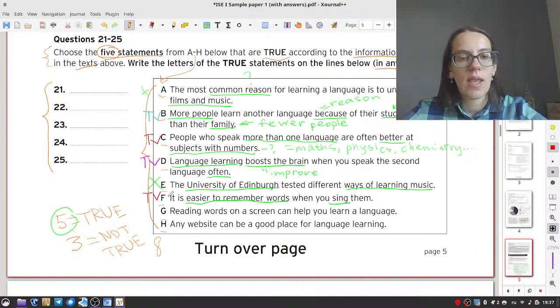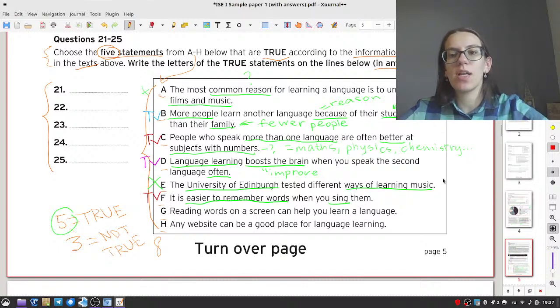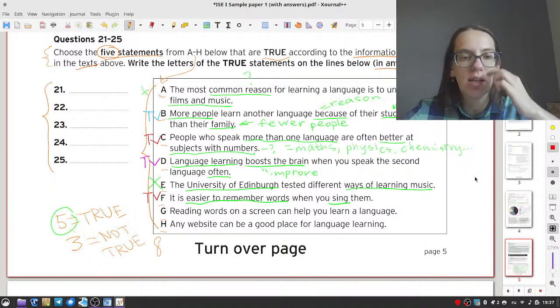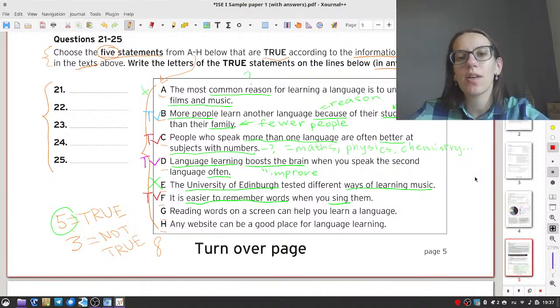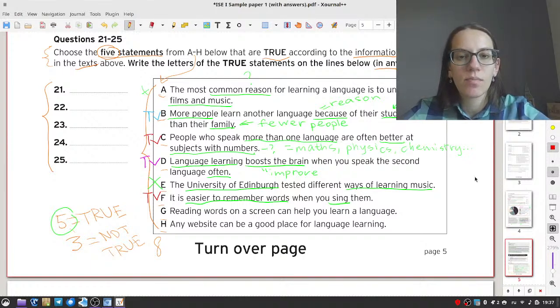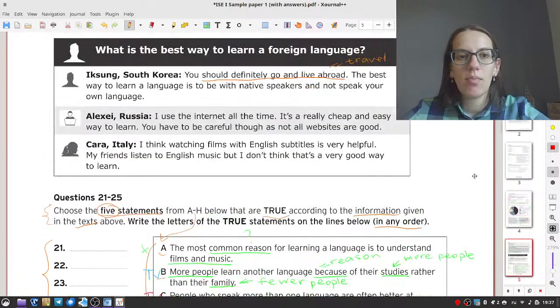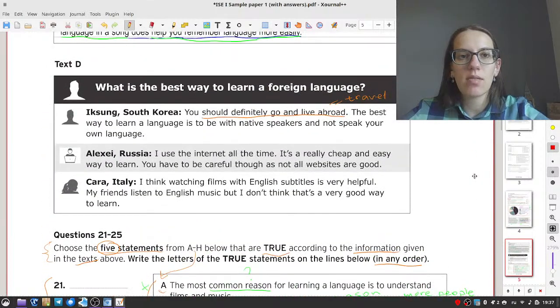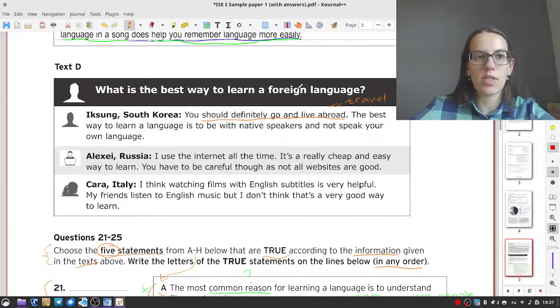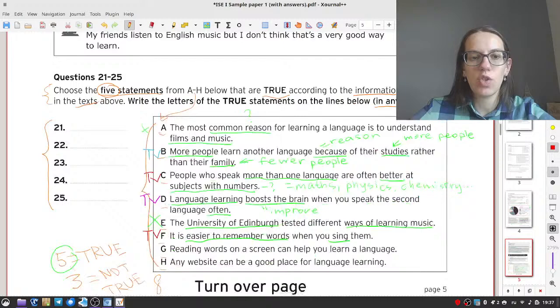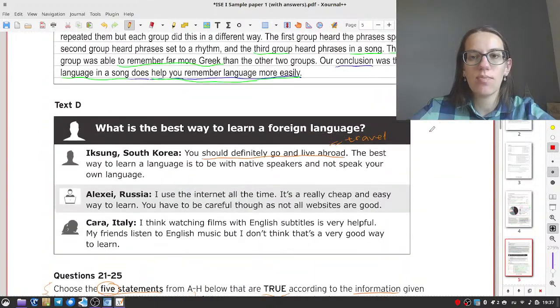G. Reading words on a screen can help you learn a language. Now this might be a bit difficult to understand which text it refers to and which part. Reading words on a screen, we didn't quite talk about that. But different ways of learning a language. This was text D. Statement, what was it? G, right? Statement G. It's over here.